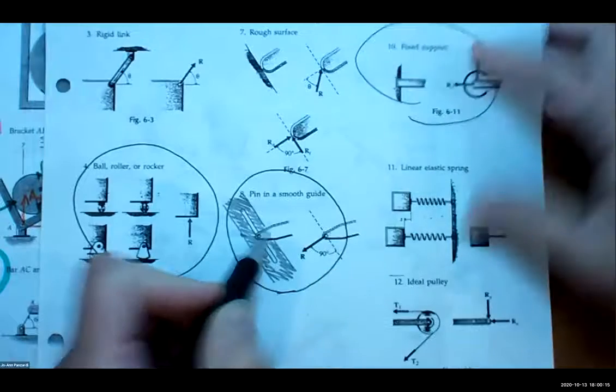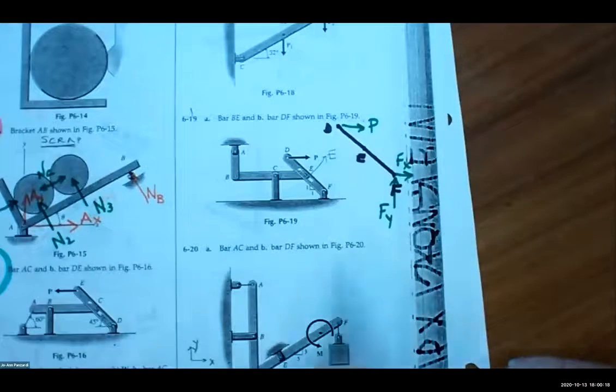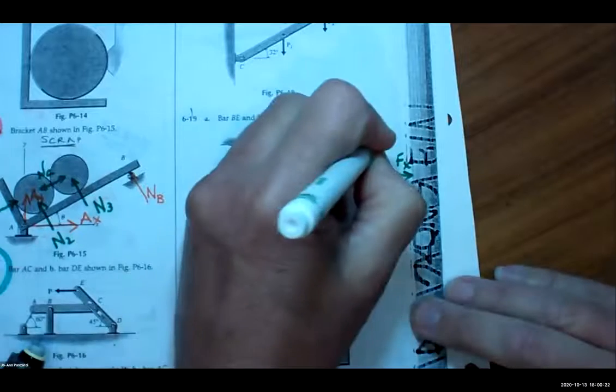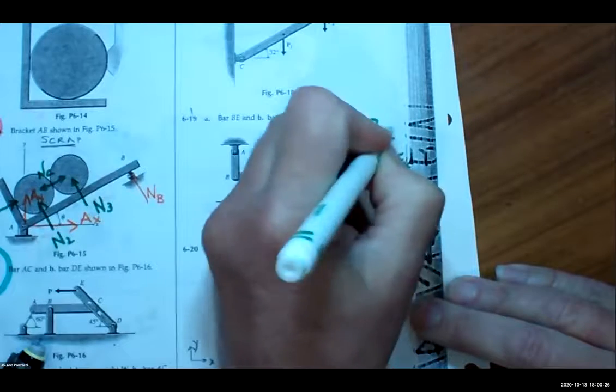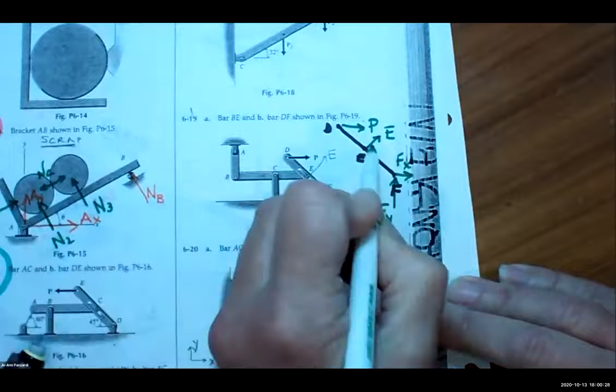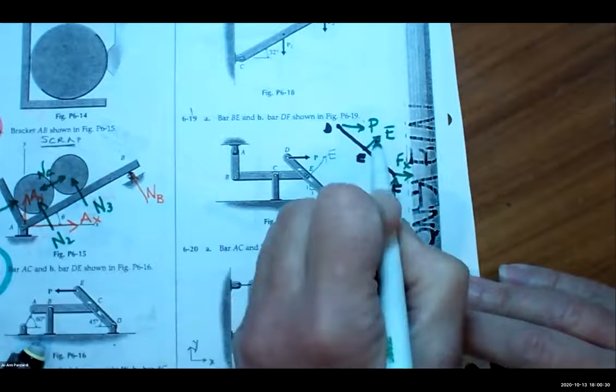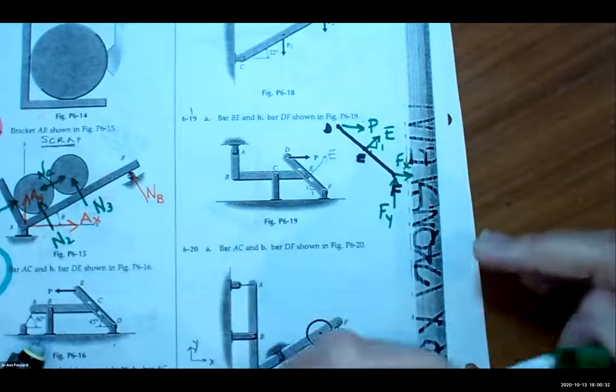So the only reaction at the support is a force perpendicular. So then the only other thing then is E. Let's just call it E. And I have to make sure that I'm putting in my directions of my forces.